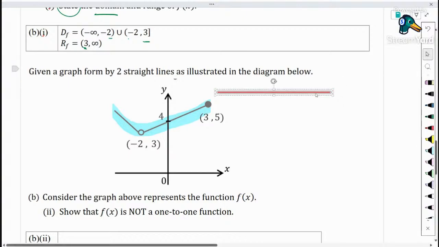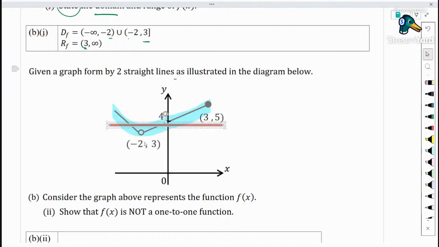We try to have a horizontal line. You can make use of your ruler, position it parallel to the x-axis, and then slide along the graph, and try to see if there is any position where this line intersects or cuts the graph at more than one point. I find out that it's possible to have the line cut the graph at more than one point. So if any position cuts the graph at more than one point, we know that this is not a one-to-one function.